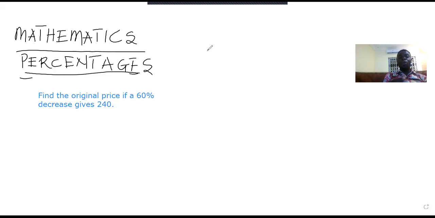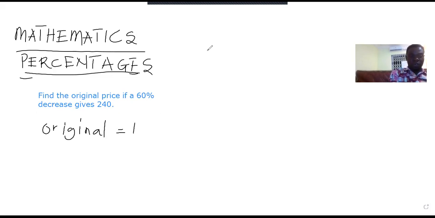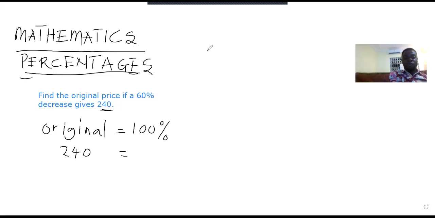Based on a percentage decrease, but we want the original price. And again, anything original should be equivalent to 100%. So the original price should give us 100%. And then the new price, that is 240. There's a percentage decrease.